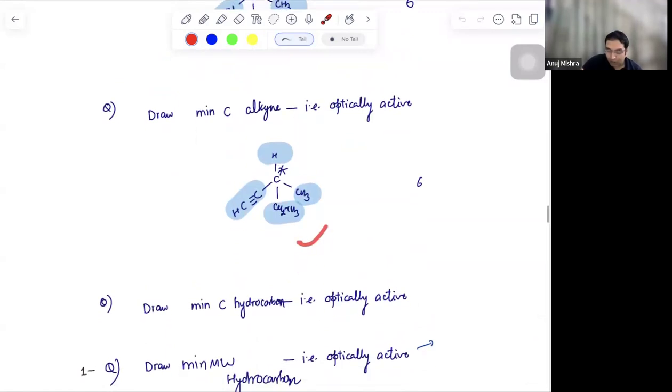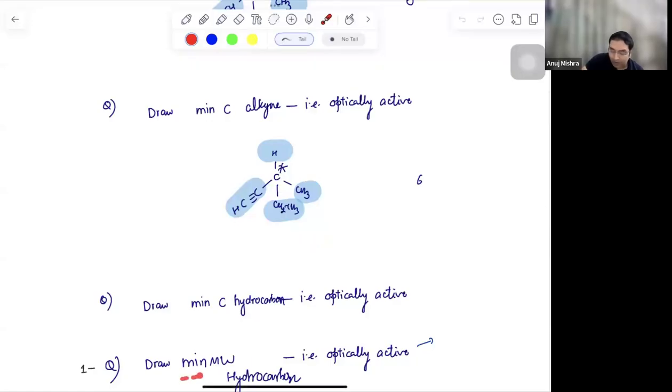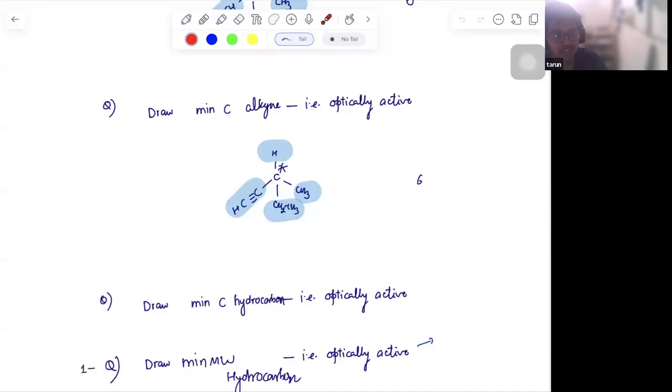Now next question. Draw minimum molecular weight hydrocarbon that is optically active. What will you do now? Draw minimum molecular weight hydrocarbon. How to draw now? Sir, 6 carbon. That's okay, but what is the hydrocarbon that you're drawing? So you place the C6H8, single bond with double bond. So you have to minimize molecular weight this time.